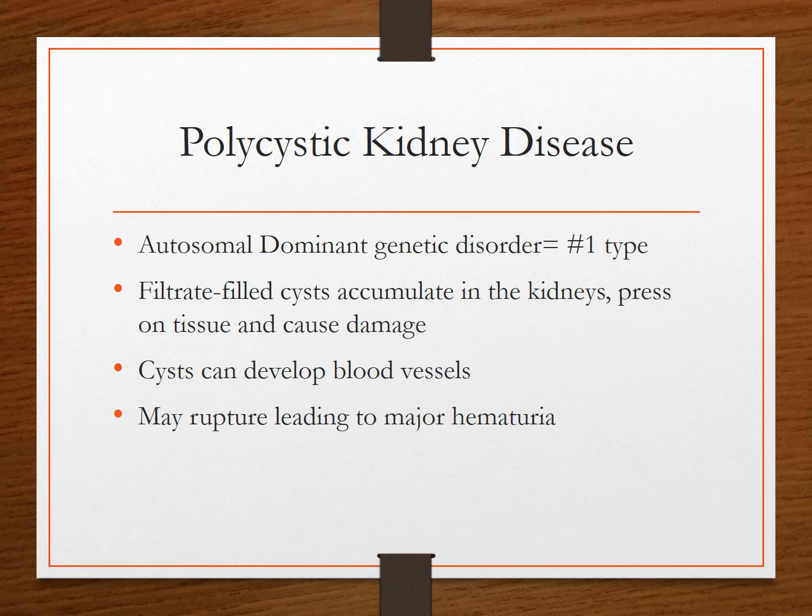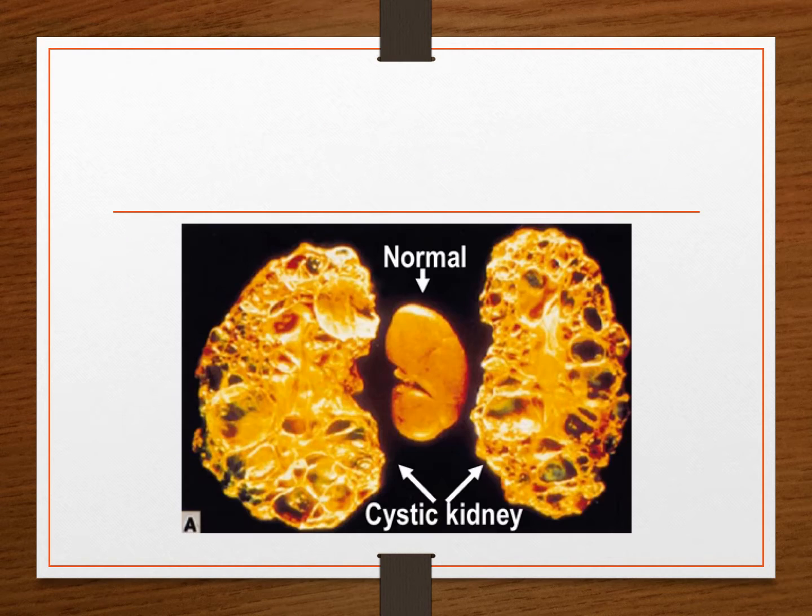Polycystic kidney disease is an autosomal dominant genetic disorder. It's the number 1 type. And with polycystic kidney disease, you have filtrate-filled cysts that accumulate in the kidneys and press on the kidney tissue and cause damage. Cysts can actually develop blood vessels. Those blood vessels can rupture and actually cause people to have blood in the urine, or major hematuria. And you can see here a normal kidney versus kidneys with cysts. You can imagine how that would affect kidney function.